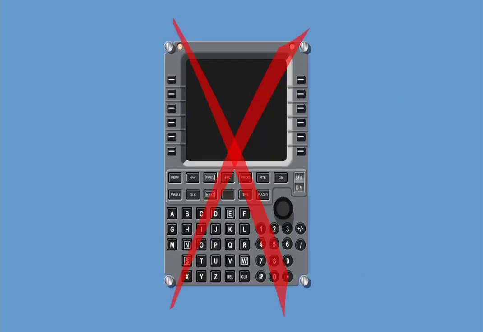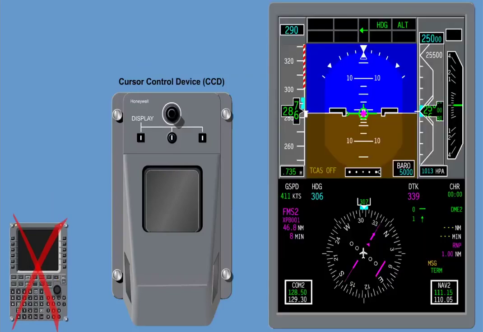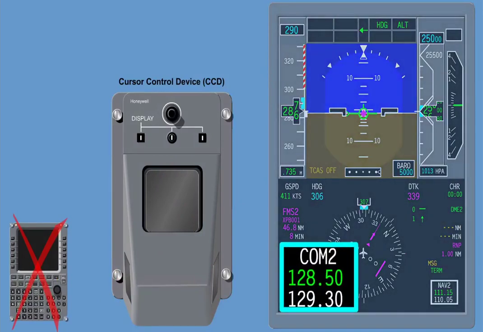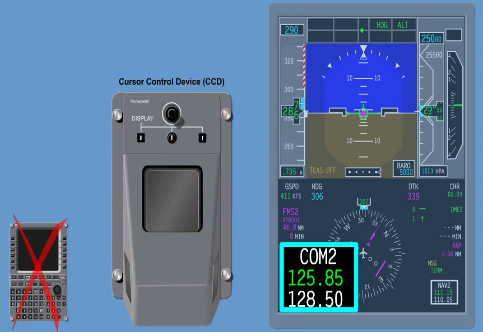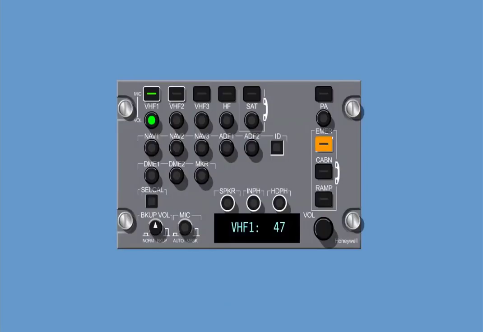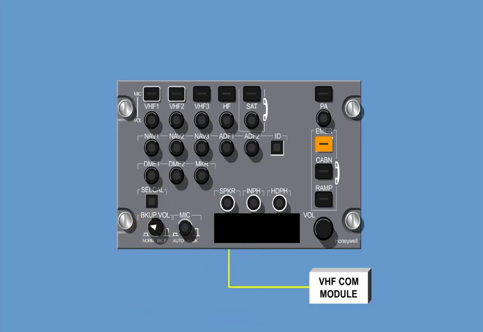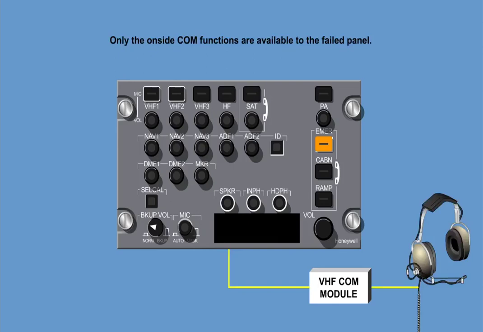In case of MCDU failure, the cursor control device and the PFD can be used to tune the radios. The standby frequency may be adjusted by turning the rotating knob according to the MCDU. Pressing Enter swaps the two frequencies. In case of audio bus or audio panel failure, radio function can be restored by pushing out the backup volume control knob on the associated audio control panel and adjusting the volume by rotating it. This provides microphone switching directly to the VHF COMM module and from VHF COMM audio directly to the headphones. Note, only the onside COMM functions are available to the failed panel.